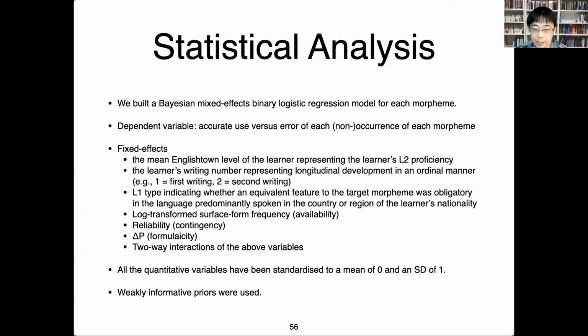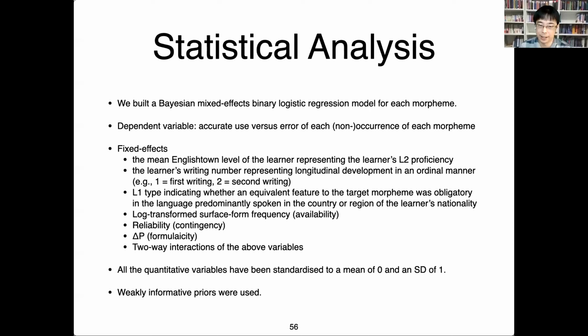Right, in traditional or frequentist mixed models, there have been lots of issues in, like, convergence. There can be issues with the convergence of parameter estimation, and if you use the lme4 package in R, which has been quite well used in L2 research, we often get convergence warnings or errors.